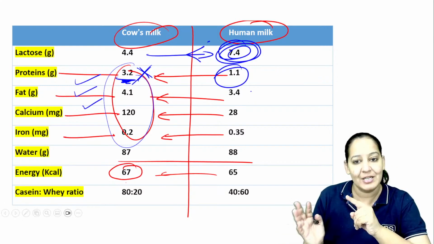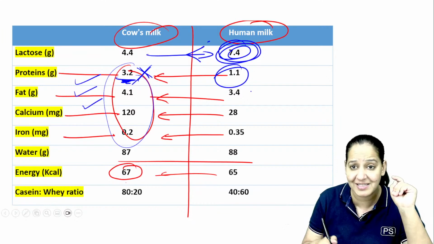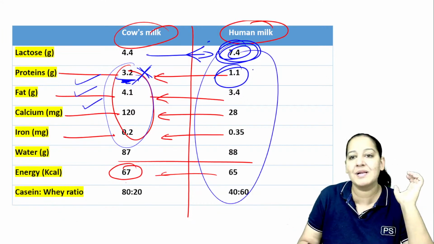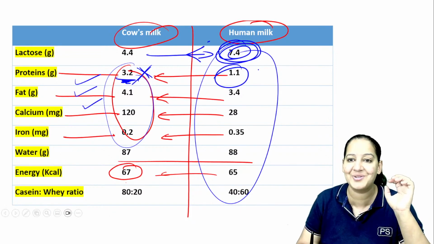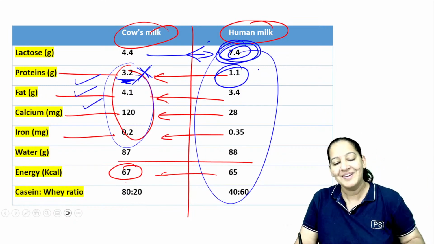So energy wise, you can see cow milk is better, but human babies cannot digest it at birth. Their digestive system is not ready to digest that. So for human babies, the best is human milk only. According to their digestive system, God has given it like that only. So cow's milk is for the cow's baby and human milk is for the human baby. Okay, so that is the thing.